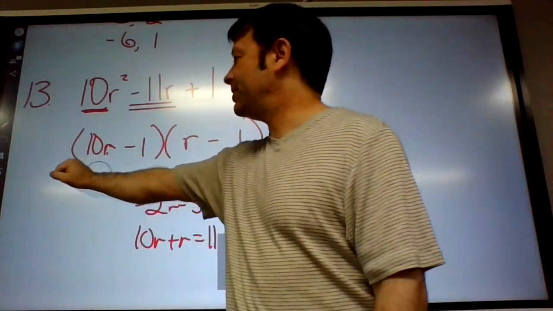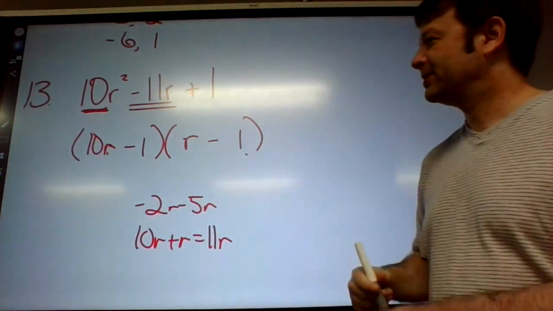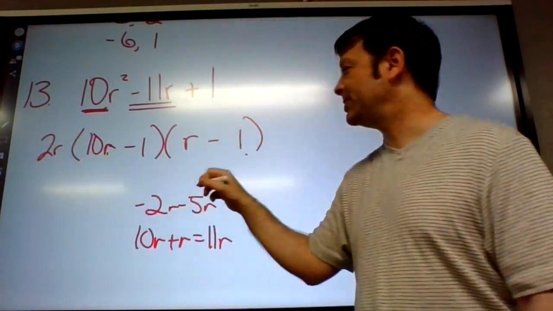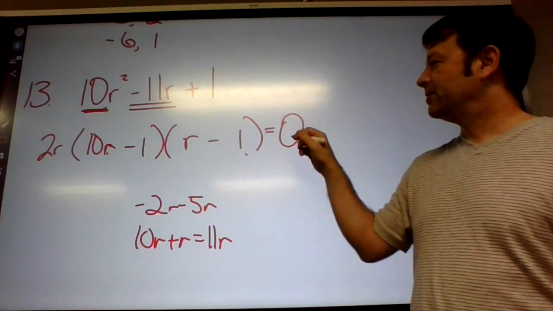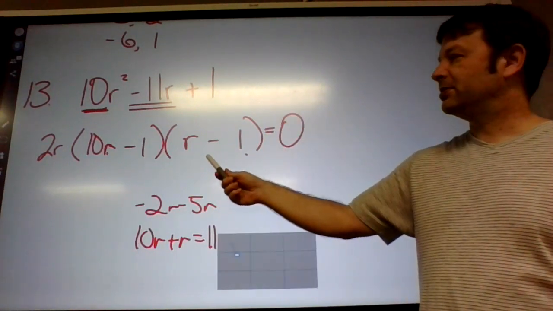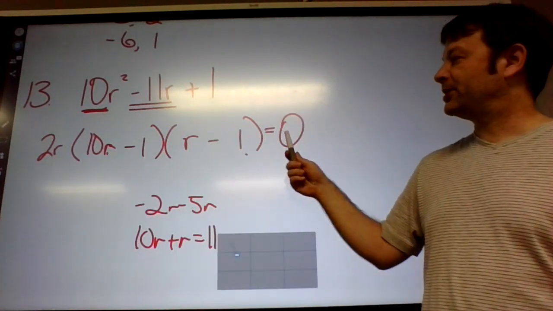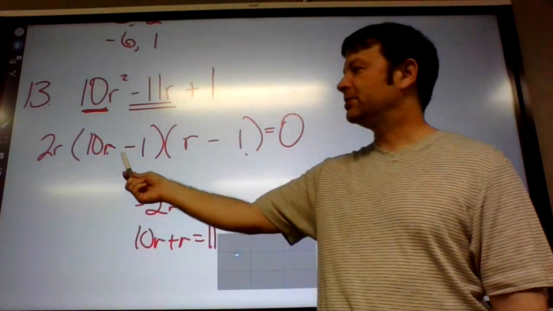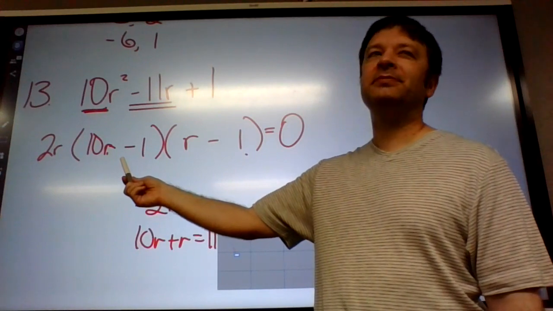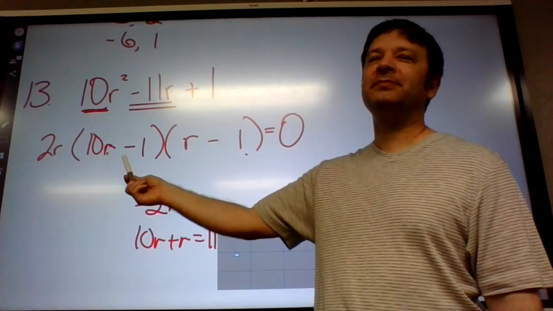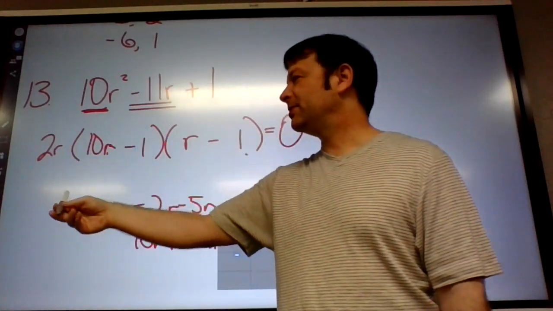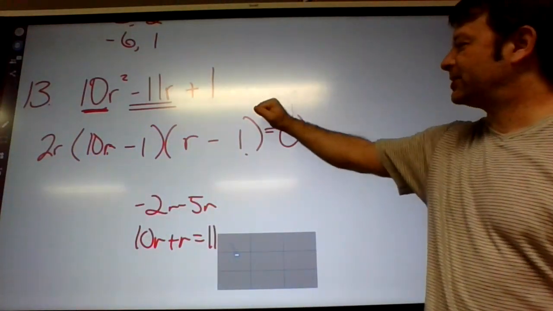I'm going to ask this again for chapter 12's sake. Let's say there was also a 2r out here for some reason. You have to solve it for the r's. Okay, what r values would make this equal 0? 1 tenth, and 0. Okay, but that's not the answer on this one.